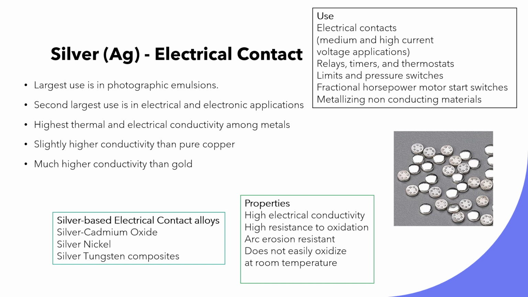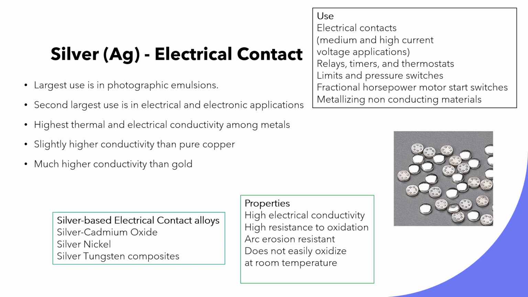We use the silver in electrical contacts, okay, medium and high current voltage applications, relays, timers, thermostats. And we use in limits and pressure switches. We use in fractional horsepower motor start switches. And we use it in metallizing non-conducting materials. Okay.